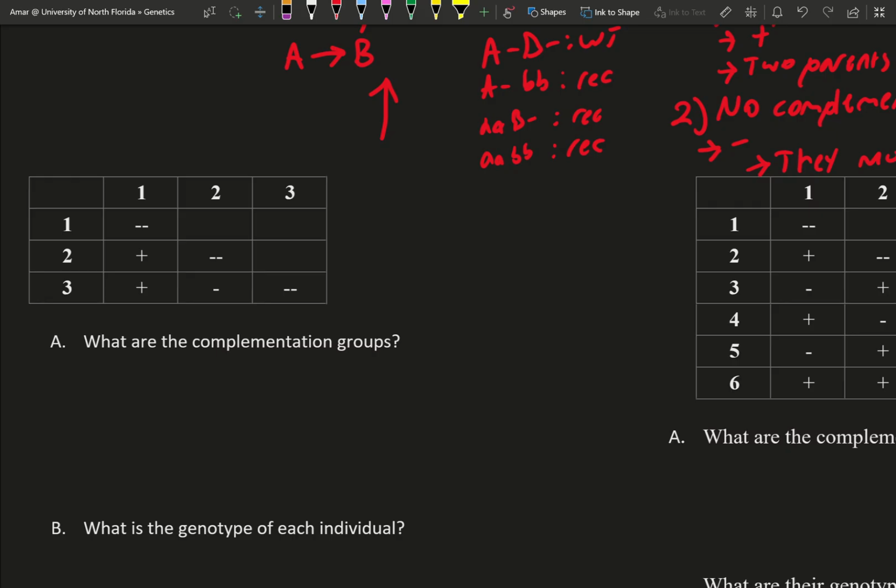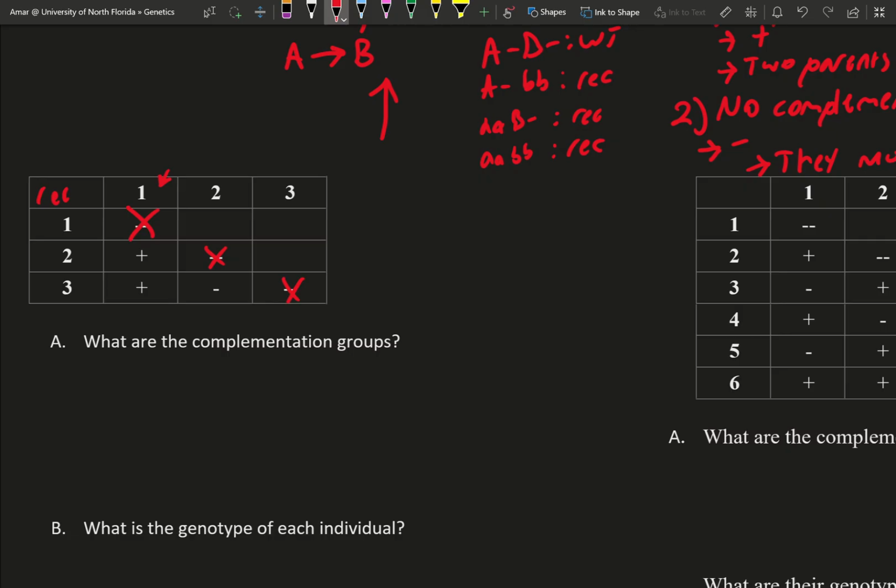With these complementation tables, what we have here is individual 1 and individual 1 crossed together. Whenever you have two of the same individuals being crossed together, this information is kind of useless, because obviously they have to be recessive at the same locus. So you do not really need that information. But what you want to do is start with individual number 1, and keep in mind these are all recessive individuals. So we're going to start with recessive number 1, and look at its interaction with the other individuals.